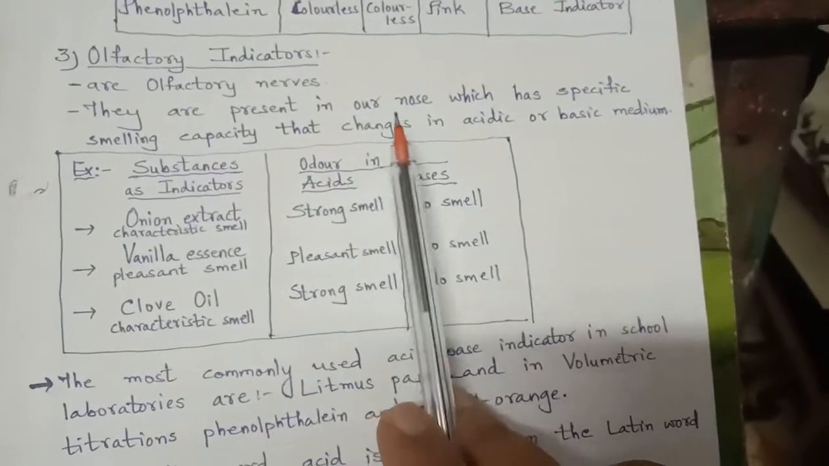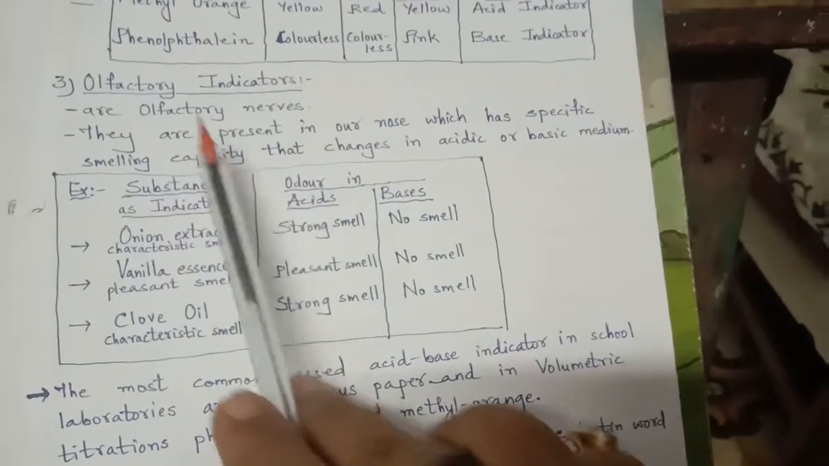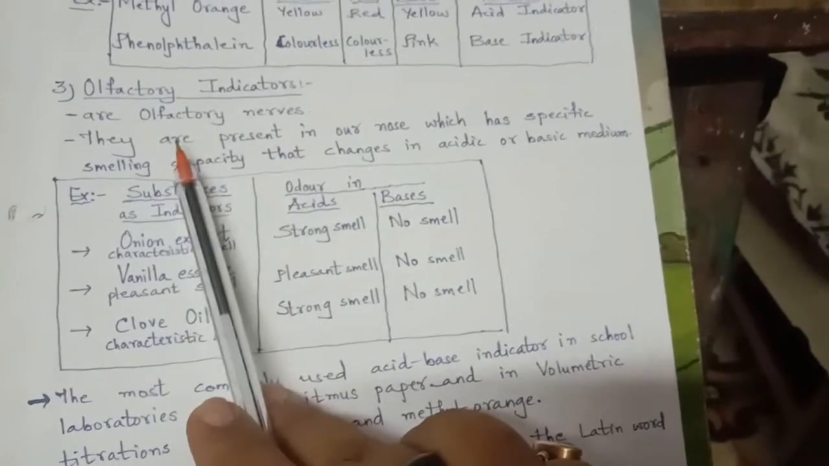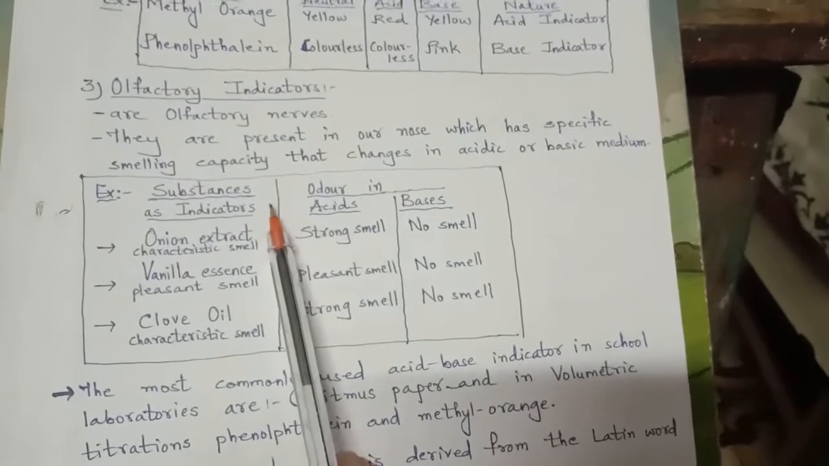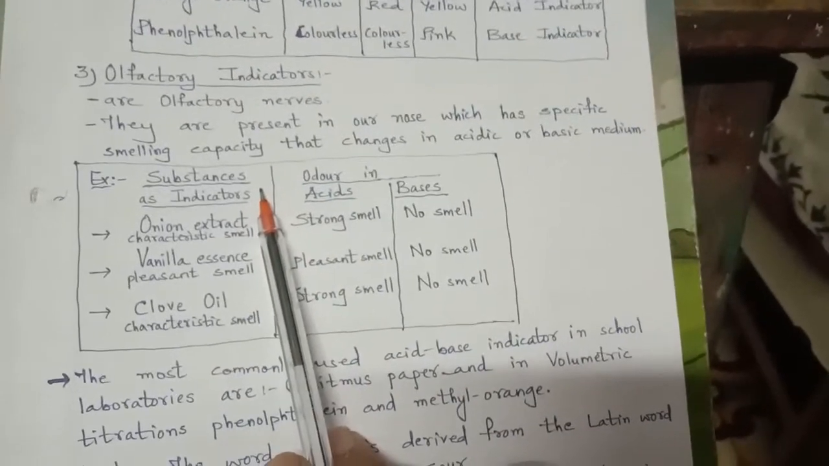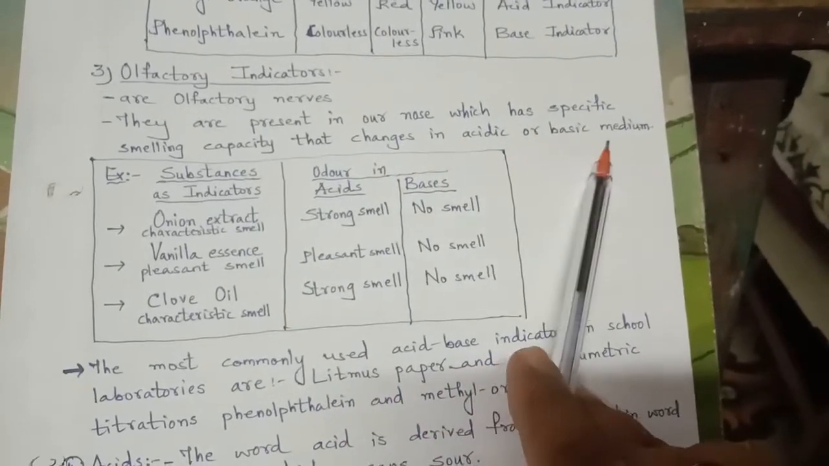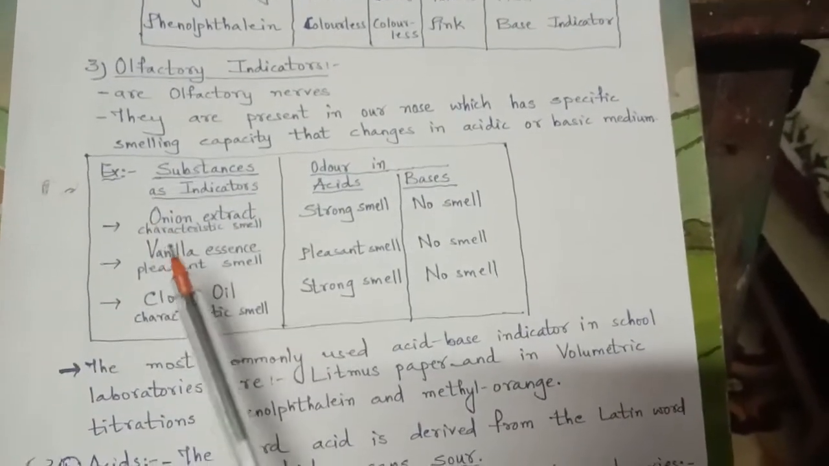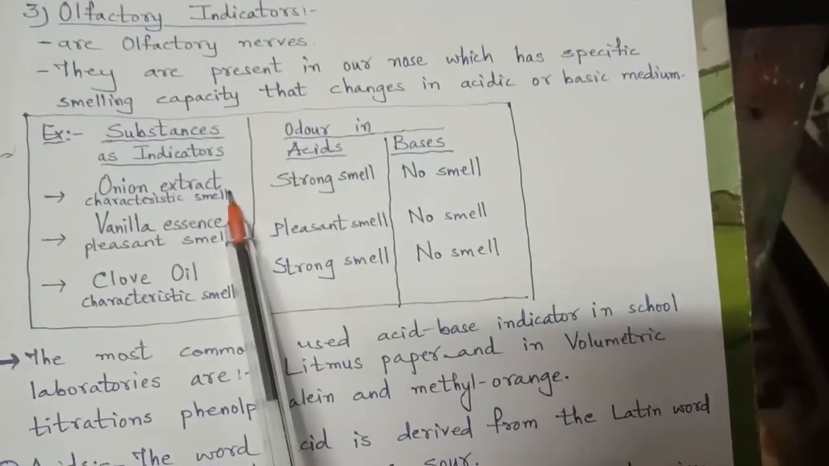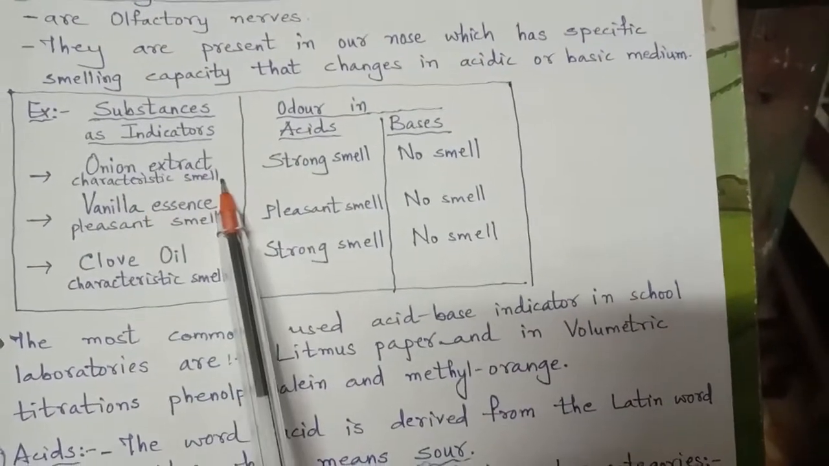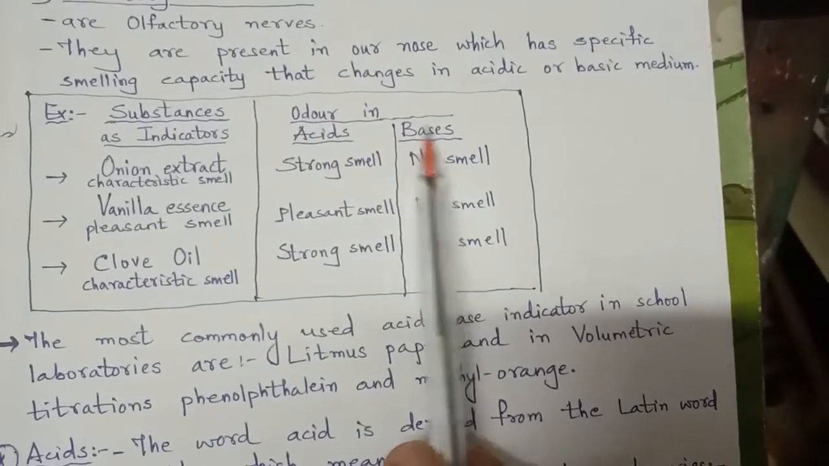They are present in our nose, which has specific smelling capacity. Olfactory indicators are nothing but our olfactory nerves, present in our nose, because they have that respective smelling capacity that changes in acidic or basic medium. For example, onion extract is used as an indicator. It has a characteristic smell, and the odor differs in acids and in bases.